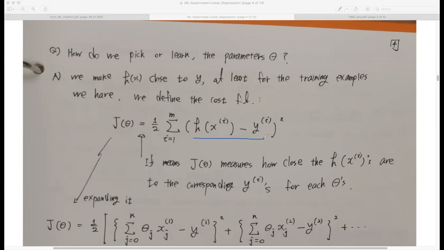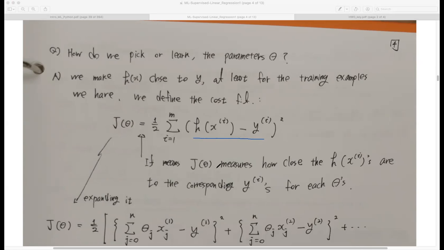That's the difference between the what? The h of x super i, that's the approximation of the target value. y super i is the actual value, the exact value or the true value of the target value, right? Okay, the exact value of price, we can say that. Taking the square, and then the sum of them divided by 2.